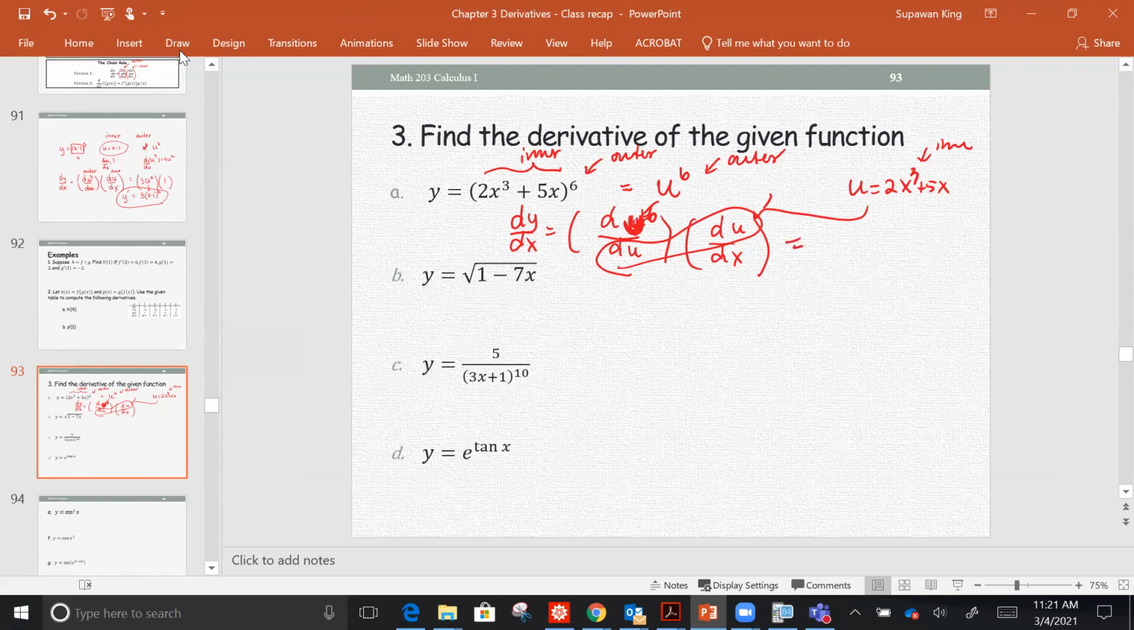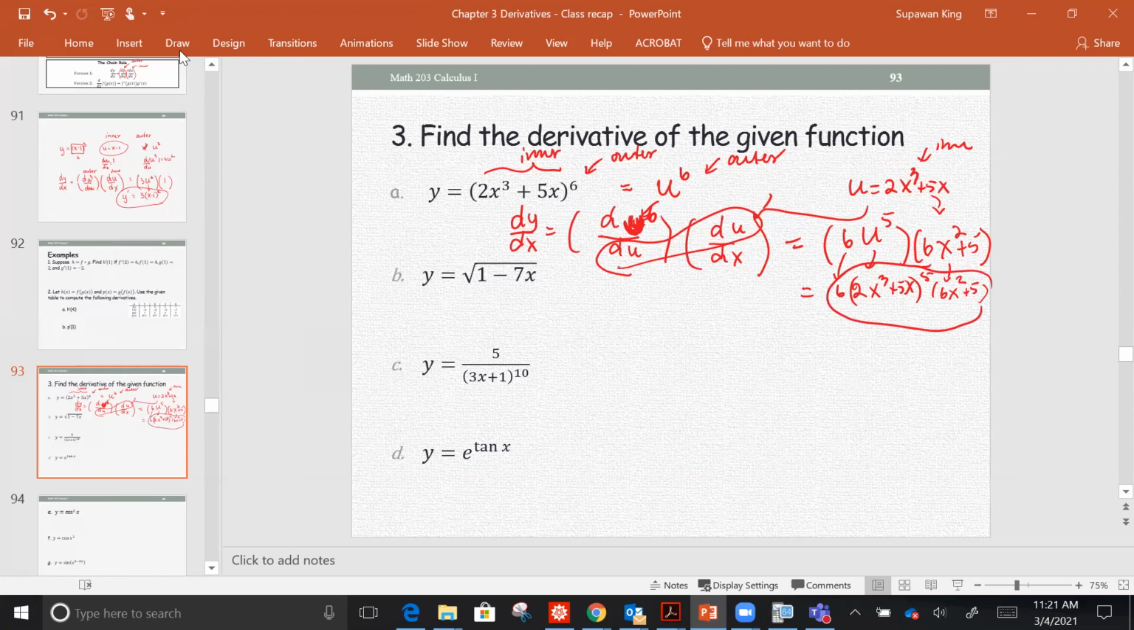And the final form would be the derivative of u to the 6, which is 6u to the 5th, multiplied by the derivative of u, which is 6x to the second power plus 5. Substitute back u as 2x to the third plus 5x, to the 5th, with the coefficient 6, and from the derivative of the inner function, put them back together to be the derivative of this function. Okay, hopefully it's not too confusing.